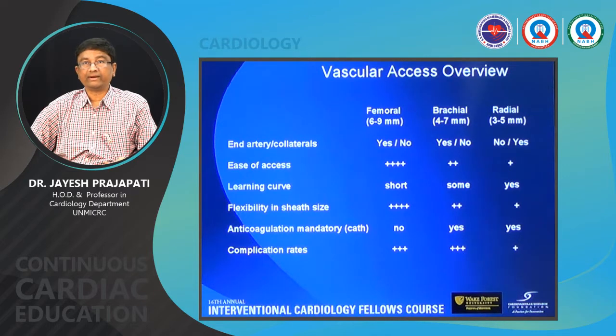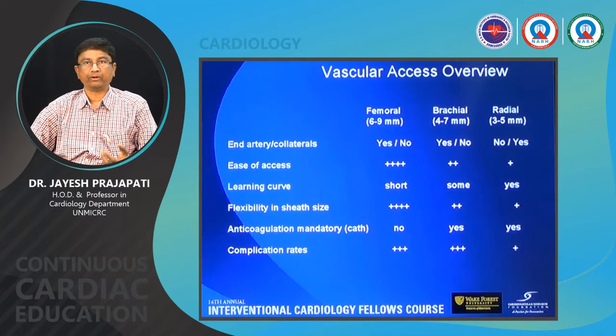While the radial is nowadays common, everyone's choice. It's not an end artery. You have got very good collateral from the ulnar. Usually nowadays people are not doing the Allen test, and it's not an issue. But in some situations, you want to do the modified Allen test, or you have to assess it ultrasonically. Ease of access requires some experience, but after experience, it is not a problem. Almost 99% of the cases you can puncture the radial artery.